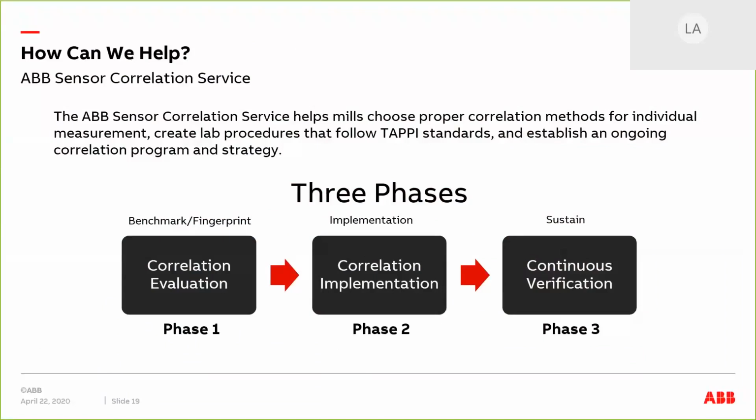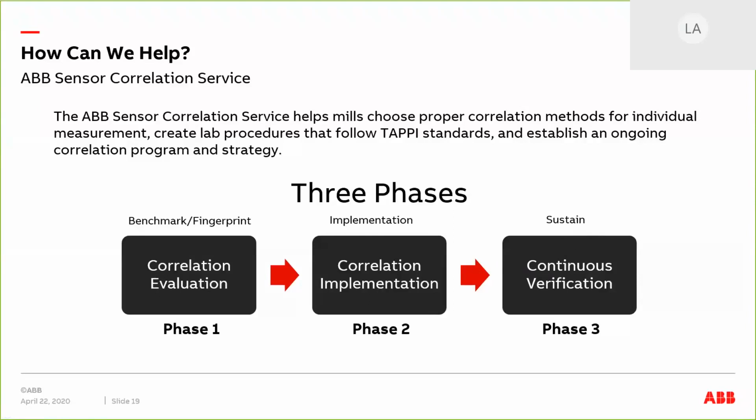We talk about that. So in our service, we offer it in 3 phases. Okay, the correlation evaluation, correlation implementation, and continuous verification. This is kind of like we do a benchmark and a fingerprint to see where you're at. Then we implement results and we help you to have a continuous, certification, correlation program. That's the sustain. That's the future.